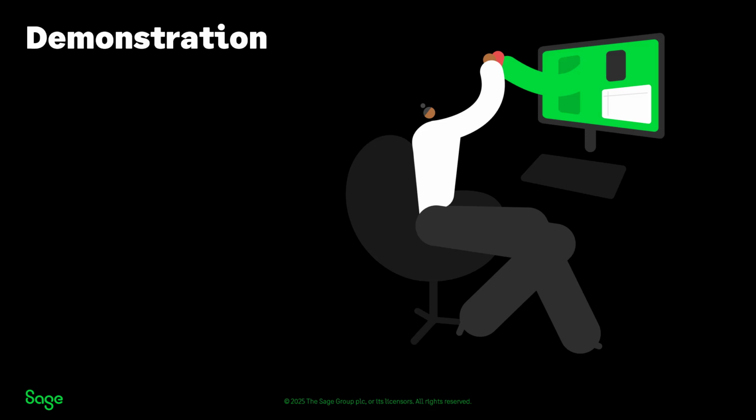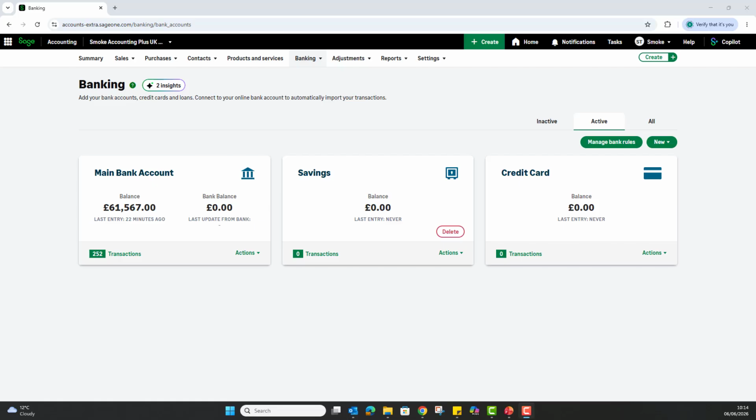So I'm going to jump back into a demonstration just to show you how to process those transactions once they've been downloaded from the bank. So once connected, under each bank account, you'll see a number showing how many transactions are ready to process. So in this example, I've got 252 transactions that have happened in real life that are now available in Sage to process.